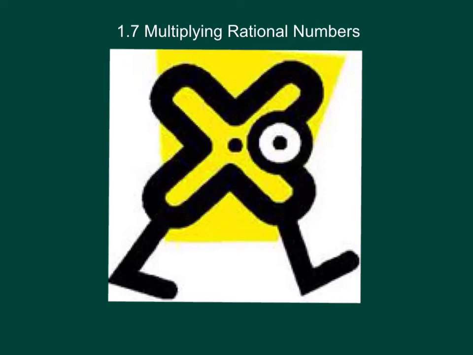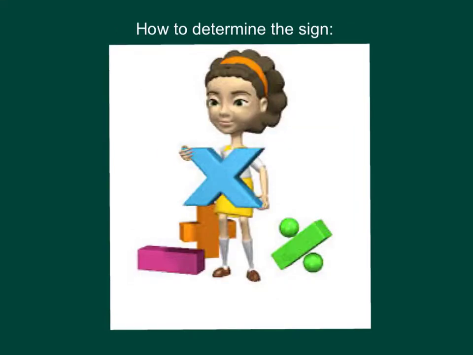Hello class. Today we are going to talk about section 1.7, multiplying rational numbers. The first thing I'd like to talk about is how to determine the sign of the product.